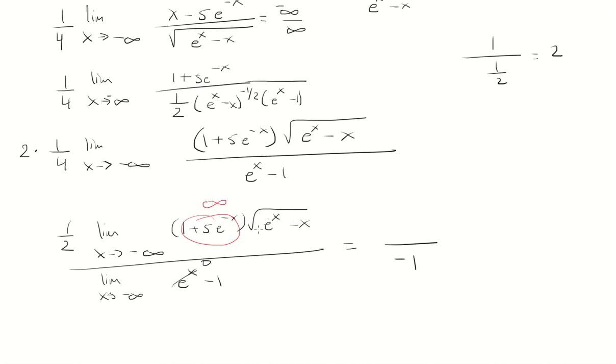e^x will go to 0, x will go to negative infinity, so this whole thing is going to positive infinity. So the top is going to positive infinity. And then when we divide that by negative 1, this will just be negative infinity. And so this will be our final answer.